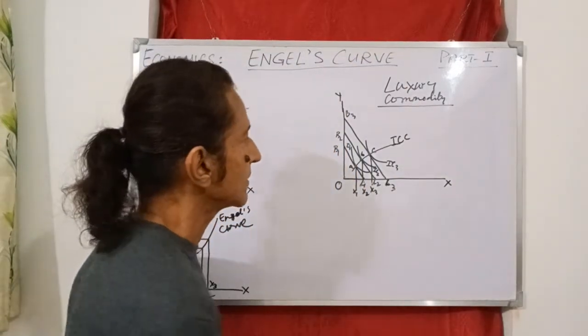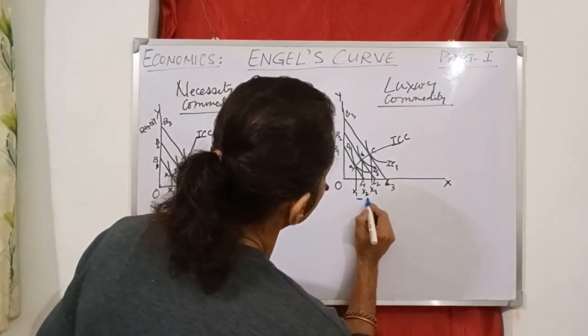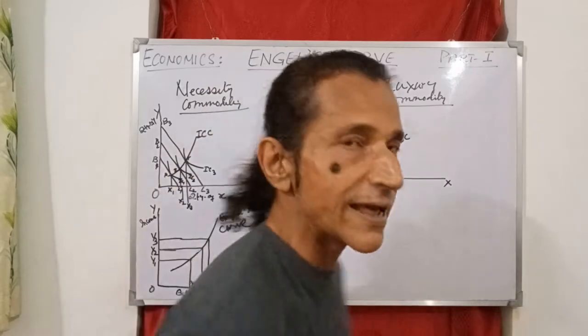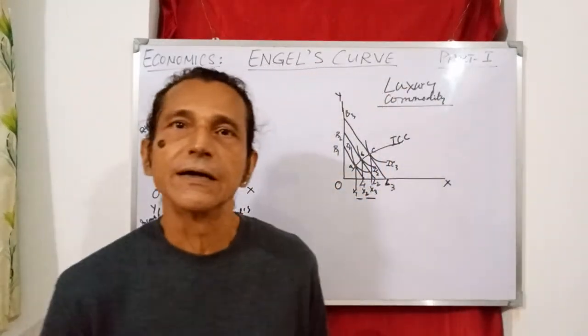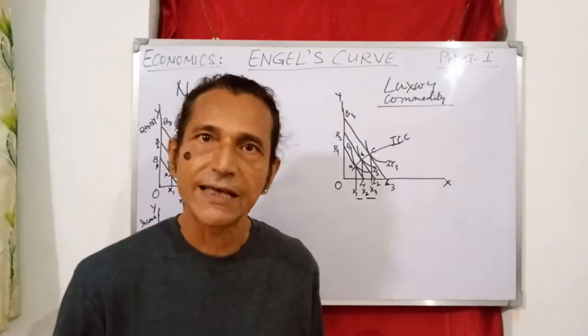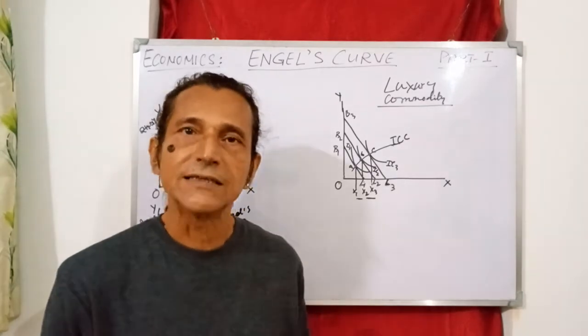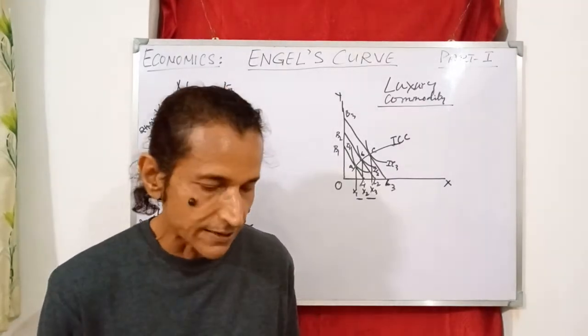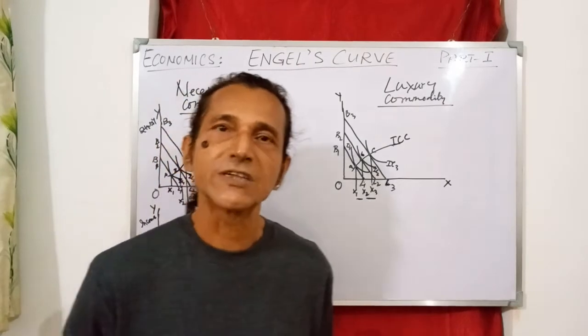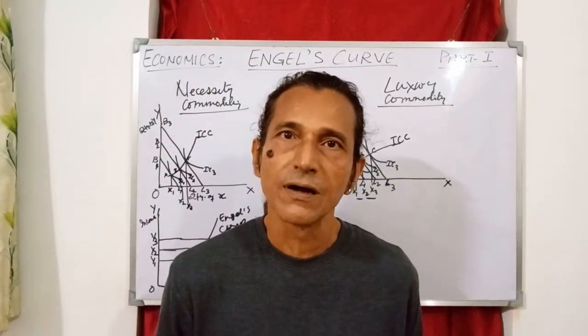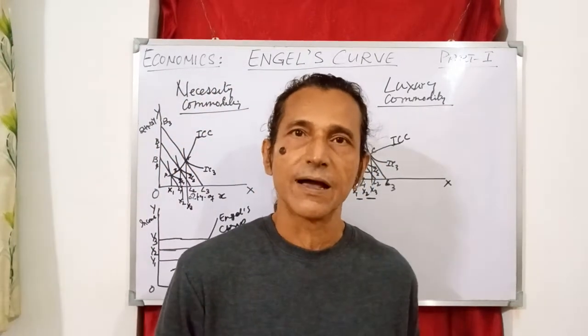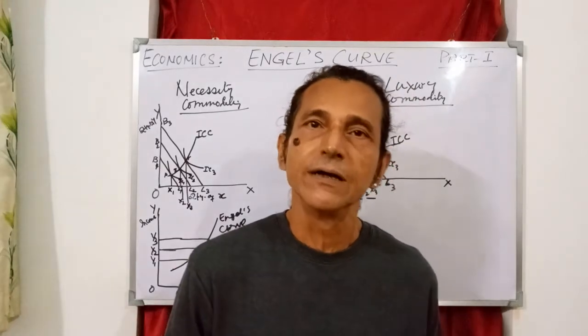Now you can see the gaps X1, X2, X3 are gradually getting greater. That is, the gaps are becoming wider as the income of the consumer increases. That is, the consumer is spending proportionately more of income as his or her income is increasing.